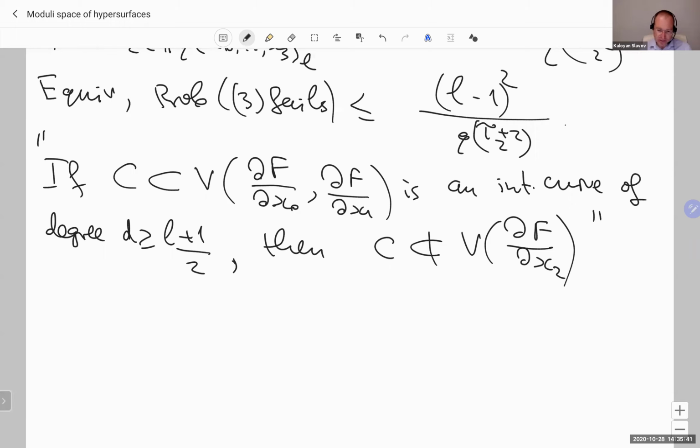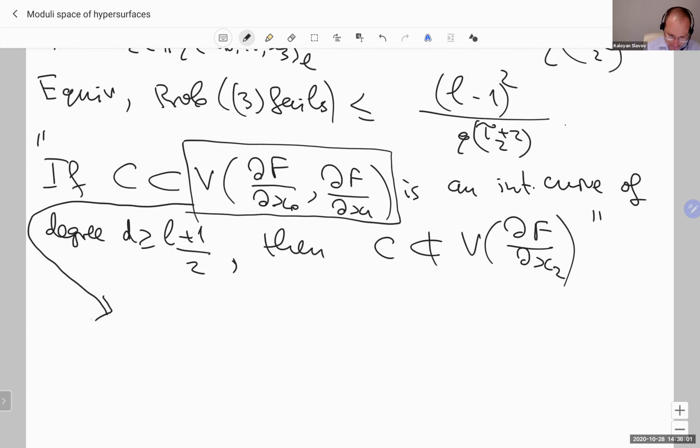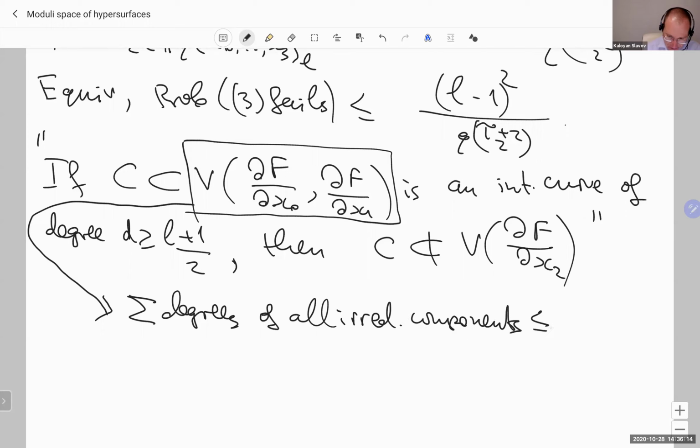This is what we want to accomplish. This is condition 3. Condition 3 says that for any integral curve, it's not contained in the vanishing of the next partial derivative. But look, how many such C's are there? The sum of the degrees of all irreducible components is less than or equal to (L minus 1) squared by Bézout's theorem.